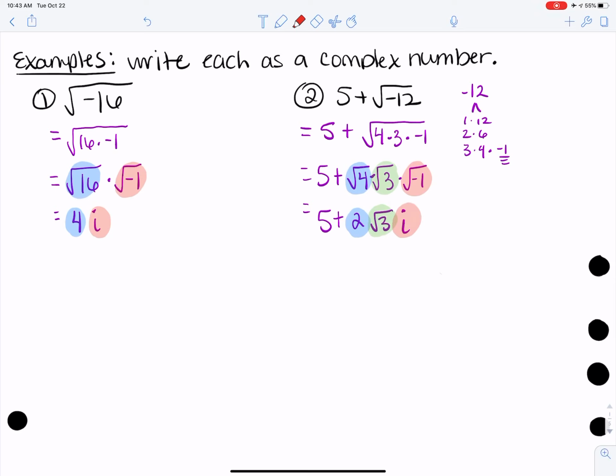Now, some of your teachers might want you to write your answer with the i in front, but just know that for the first one, this answer is just 4i. And for the second one, the answer is 5 plus 2 square root of 3 i, or 5 plus 2i square root of 3. And the purpose of putting the i in the front would be to make sure that the square root of 3 is not too long to make it seem like i is under the square root as well.